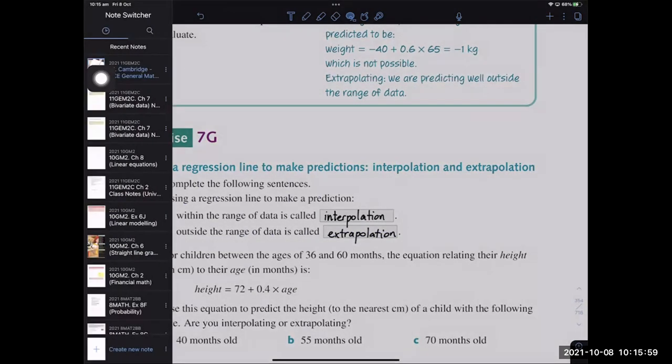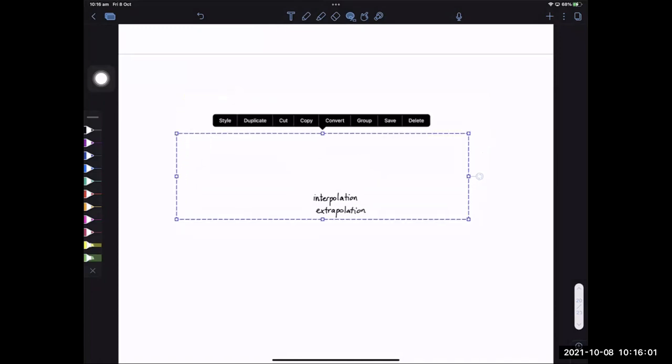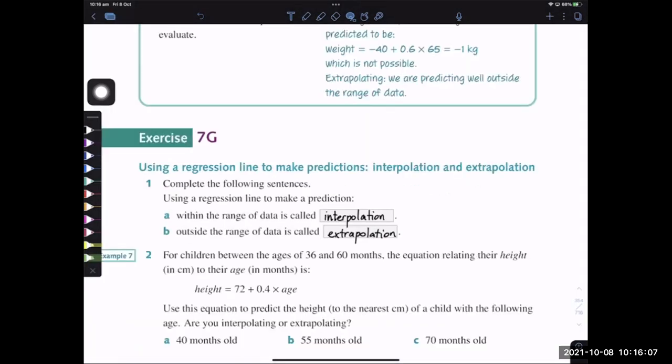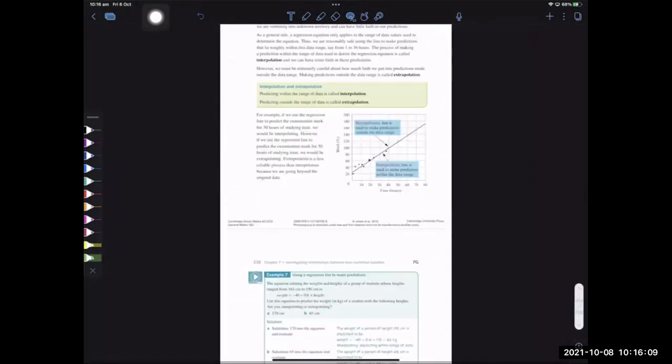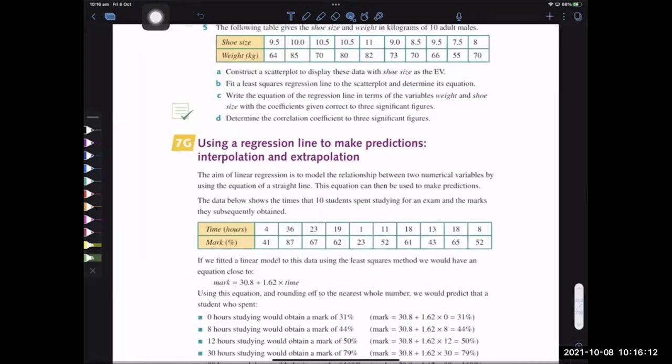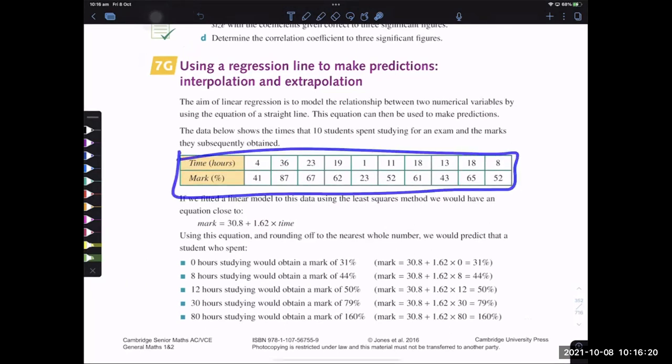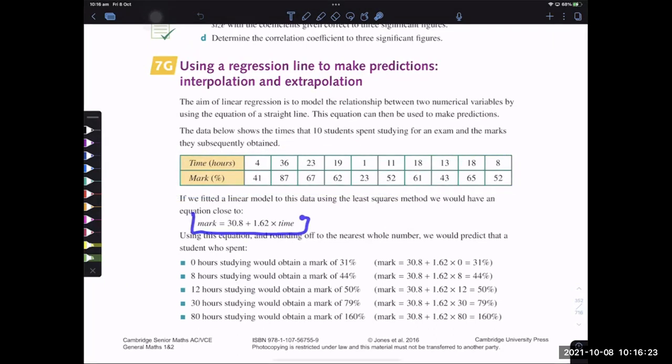Take that, chuck it in our notes. And yes, we're going to be using our CAS calculators again, so if you can pull that out, I'm pretty sure you know the drill now. In this exercise, we use the CAS a lot. We will once again have a table. We can create an equation from it using the regression line. After that, what you have to do is substitute values into the time in order to predict the mark.